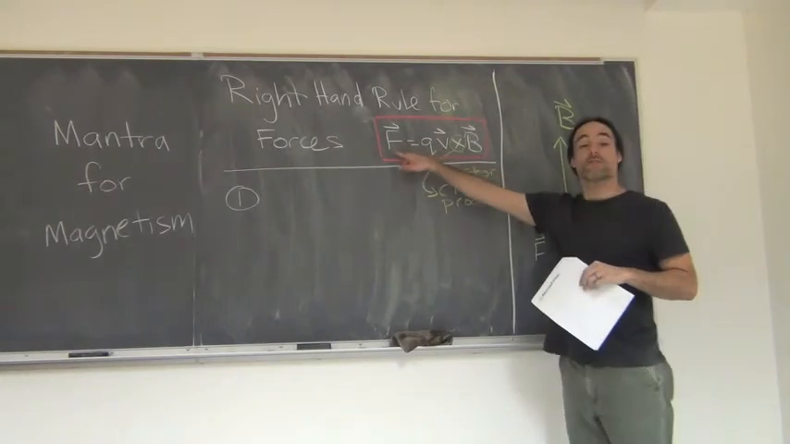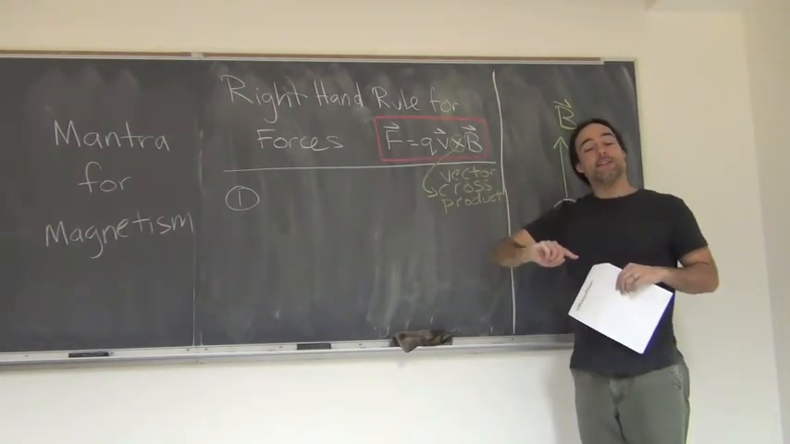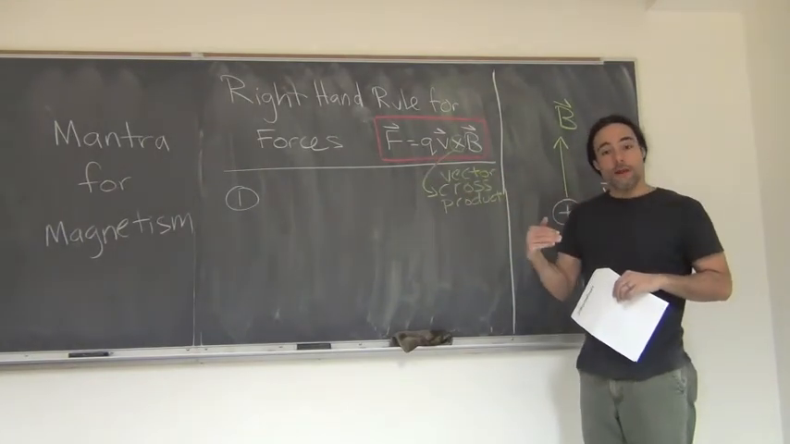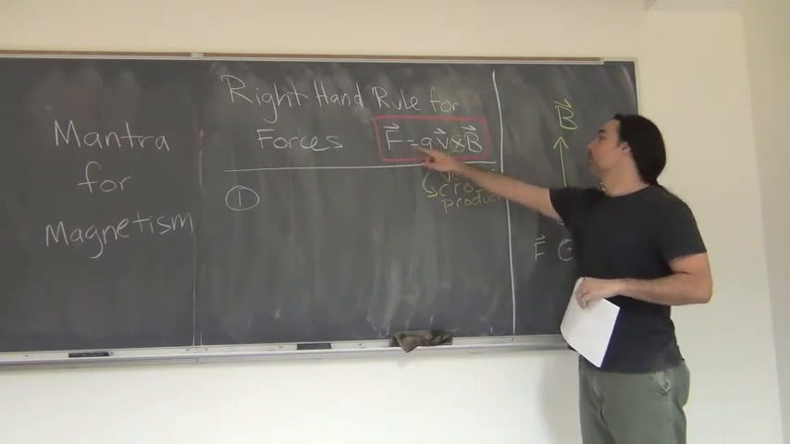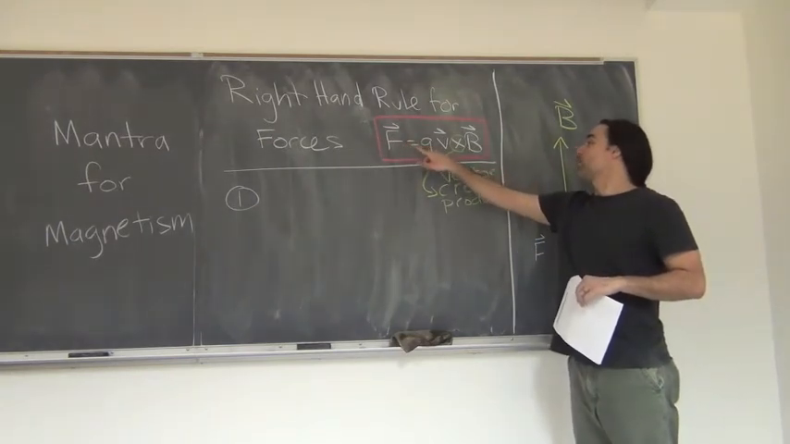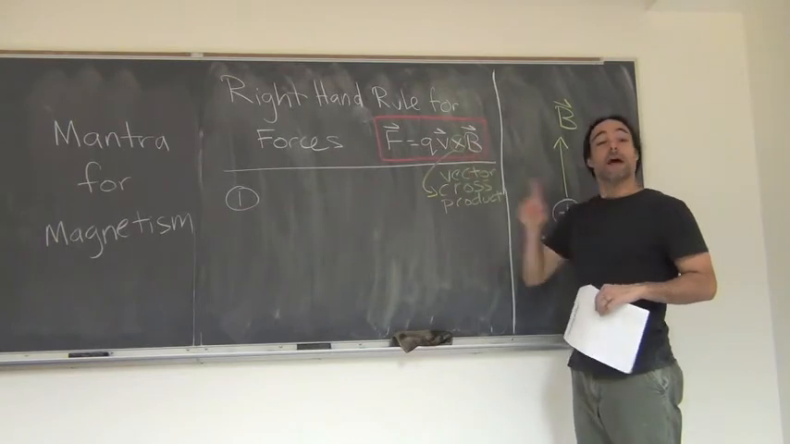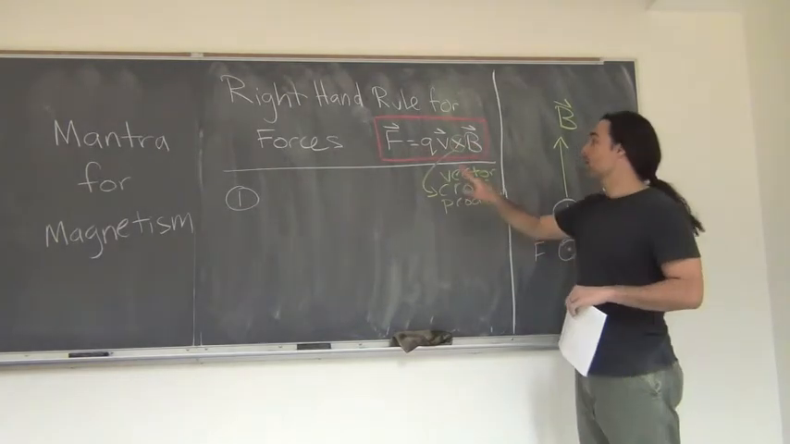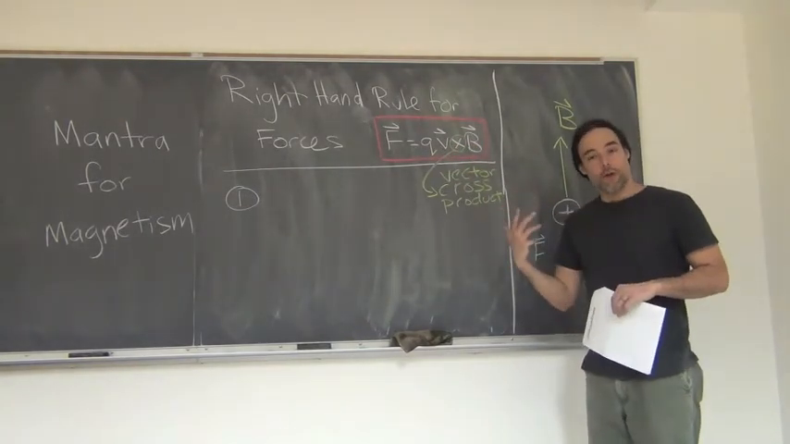Right? We need a force vector. So I need to know what direction my force points. So I need a vector at the end. So we would say that this is QV cross B. I'll get to how to calculate that in a moment. But let's just figure out how the direction works.